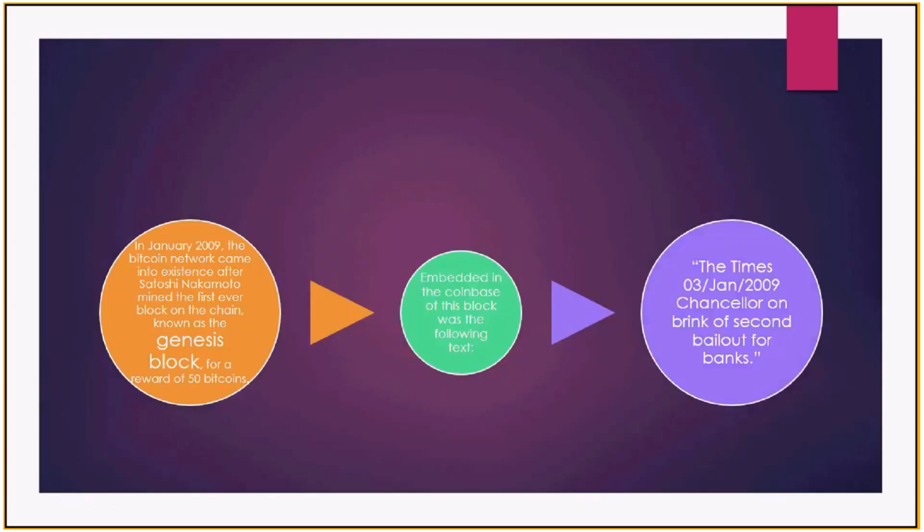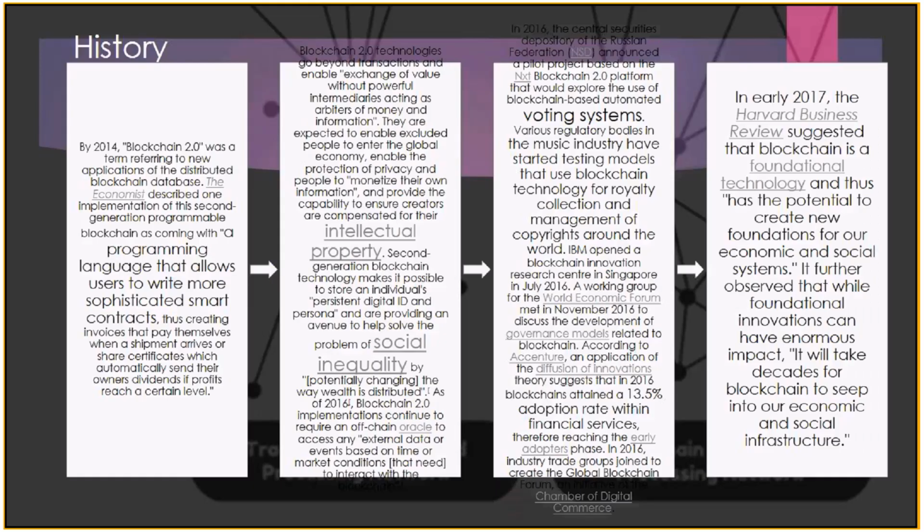Anyways, in 2009 the Bitcoin network came into existence, after Satoshi Nakamoto mined the first block of the blockchain. He called it the Genesis block. He embedded in the coin of this block the text: 3 Jan 2009, Chancellor on the brink of second bailout for banks. So if you go and study Bitcoin or blockchain, they have a lot of nemesis for the banks, out of which this has come.